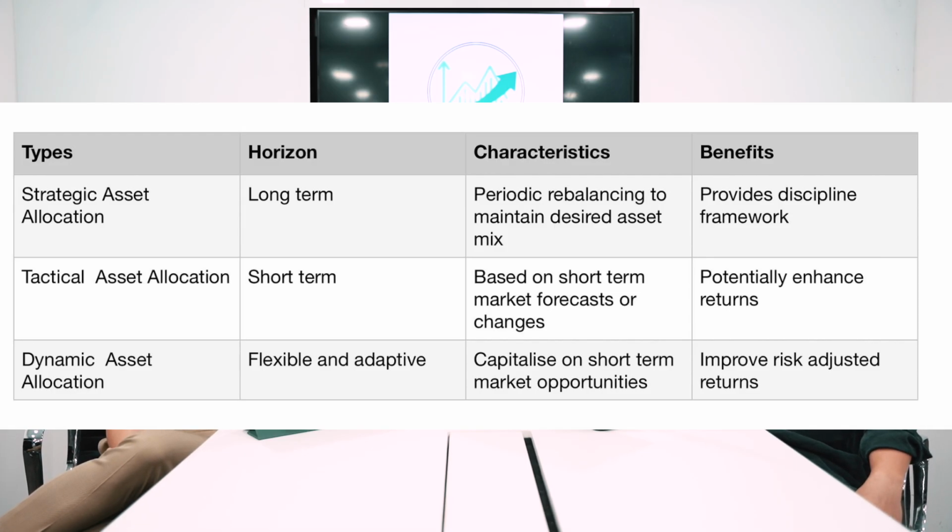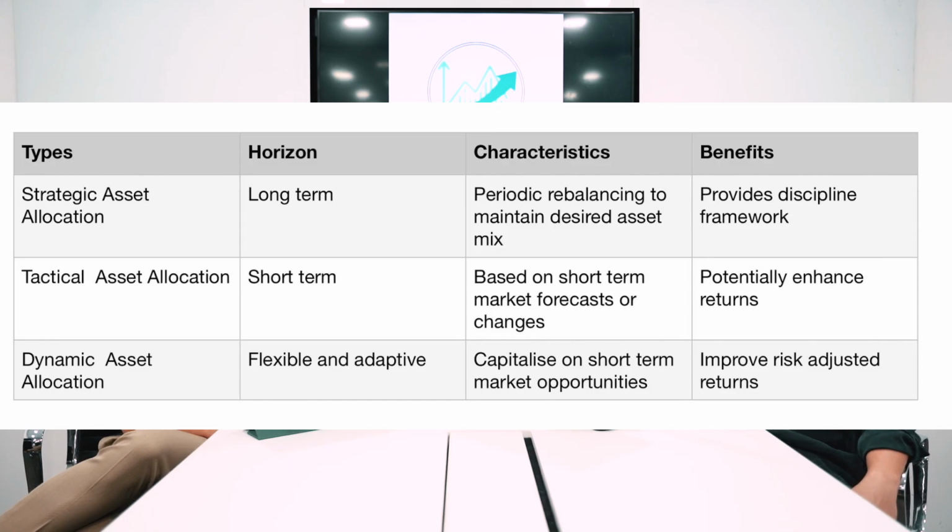The second is what we call tactical asset allocation. It involves deviating from a strategic asset allocation based on a short-term market forecast or changes in economic conditions. It is a more active approach to portfolio management compared to the strategic one, and it seeks to capitalize on short-term market opportunities. The benefit is that you can potentially enhance your return by taking advantage of market inefficiencies or avoiding downturns. But this requires a lot of skill and expertise to execute successfully.